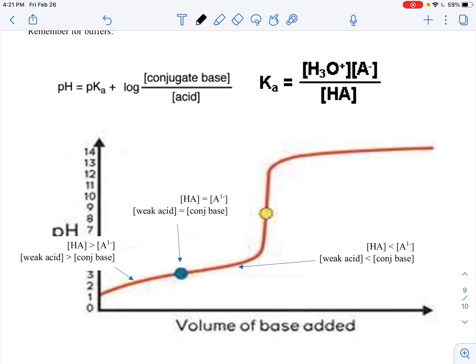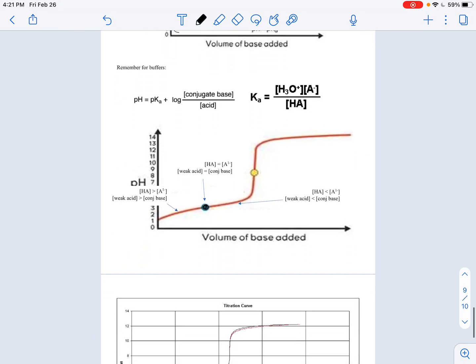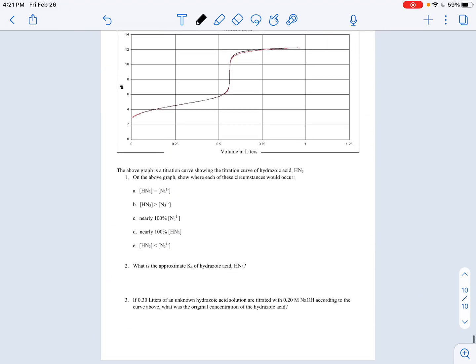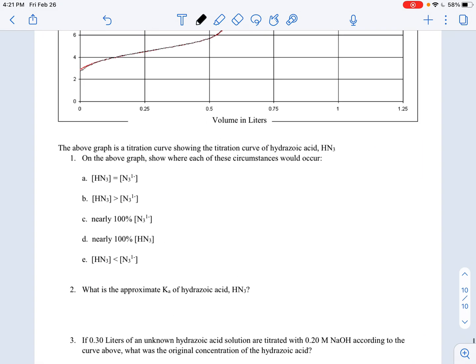Now, back in the day, they would make you calculate what the pH was going to be at any one of these given points, but nowadays they won't. The only thing that they might make you do is this midpoint, and the midpoint is ridiculously simple. All right, so let's check this guy out here.